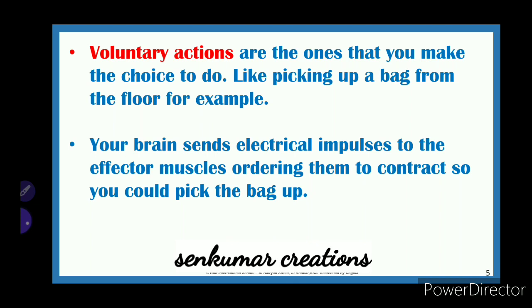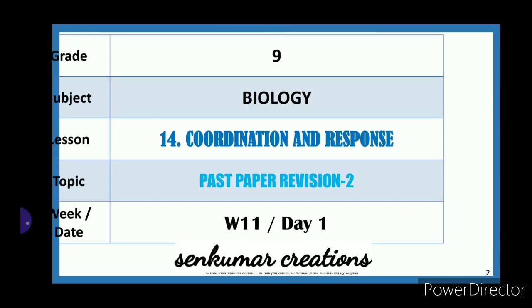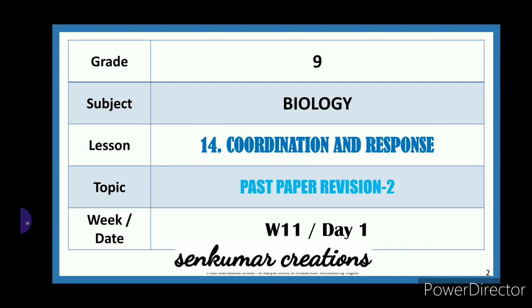Okay, so involuntary actions, we have seen, start at the sense organ and lead to the effector muscles, but voluntary actions start at the brain. From the brain, the information is sent through the motor neuron to the effector. The voluntary actions are slower than the involuntary actions. As I told you just now, the involuntary actions are very, very fast and quick. This is revision from the topic we have studied, control and coordination and response. Okay, so let's see the past paper revision, second part.